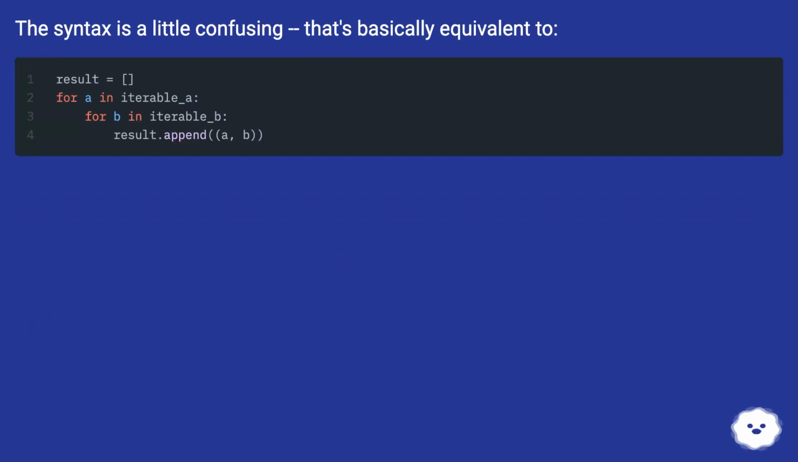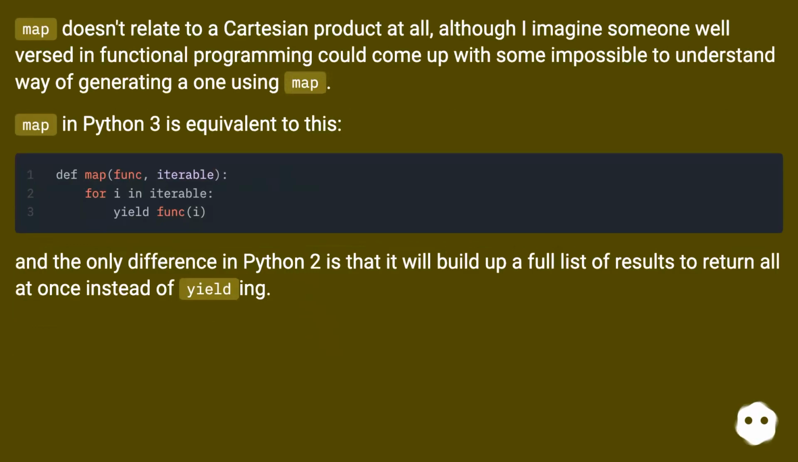The syntax is a little confusing. That's basically equivalent to this. Map doesn't relate to a Cartesian product at all, although I imagine someone well versed in functional programming could come up with some impossible to understand way of generating one using map.